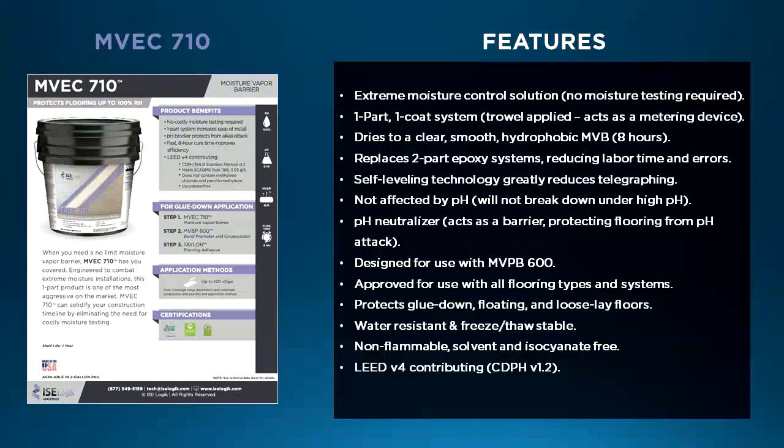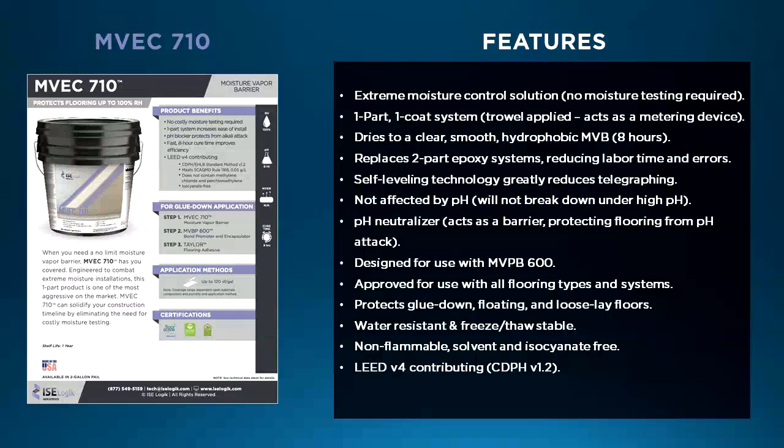With this product, it goes all the way to 100% relative humidity, no limit on the moisture vapor emission rate, and also all the way to 14 pH. So therefore, we do not require moisture testing with this product. The moisture tests for this product are essentially irrelevant because we have no limit on the moisture emission. So this is a one-part system, one coat system.